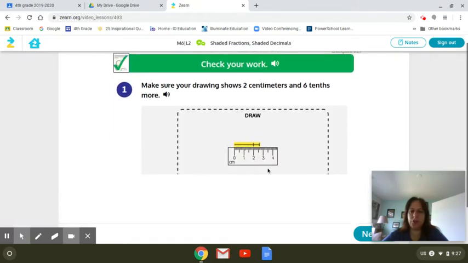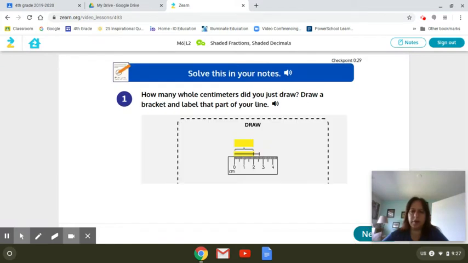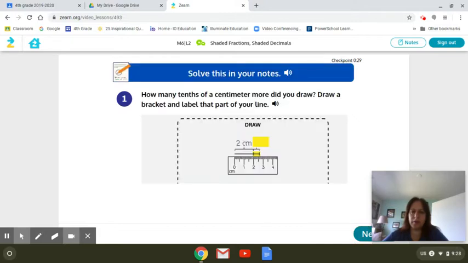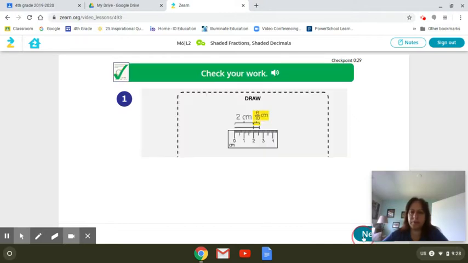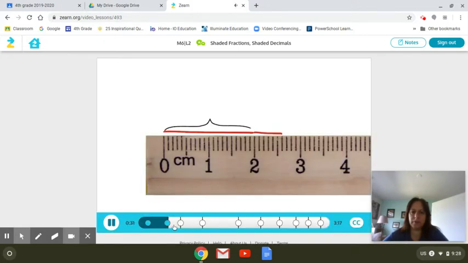He drew 2 whole centimeters, plus another 6/10. We drew 2 whole centimeters and 6/10 of a centimeter more. Exactly. So we can write that as 2 centimeters plus 6/10 centimeters. Keep going.